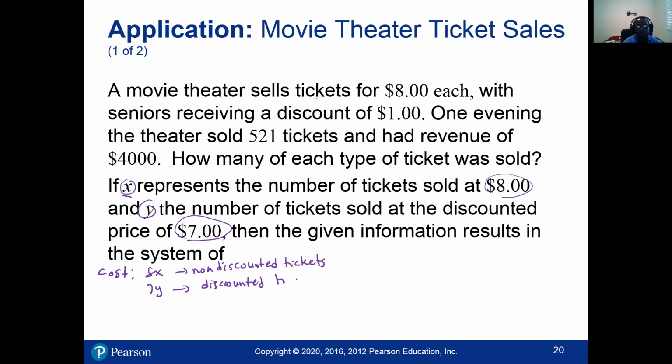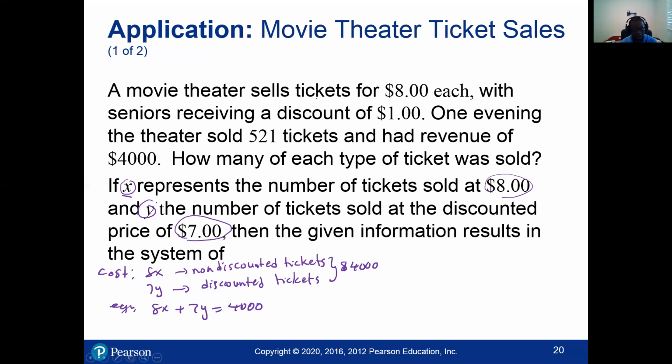Discounted what? Tickets. Okay, so what would be the equation for that? The equation is the total cost. If you add these costs, you get what? According to the question, you get $4,000. So the equation is 8x plus 7y is equal to 4,000. That gives you one equation.